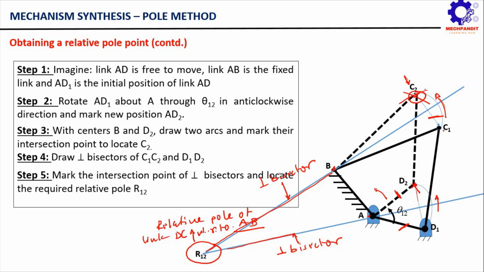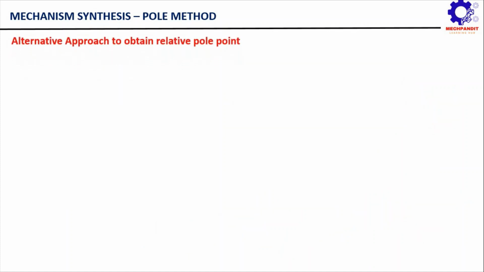Till now we talked about how to obtain the pole point and relative pole point of different links in a mechanism. Now let us move ahead and see an alternative approach to obtain a relative pole point. This alternative approach becomes important because it simplifies our task as we move further, or as the problem statements become more and more complex.